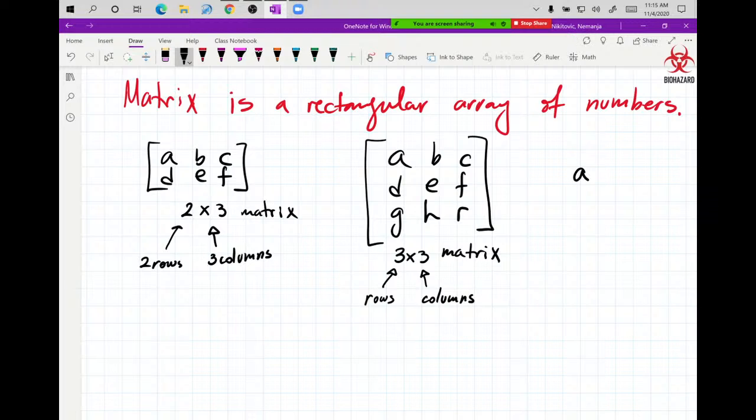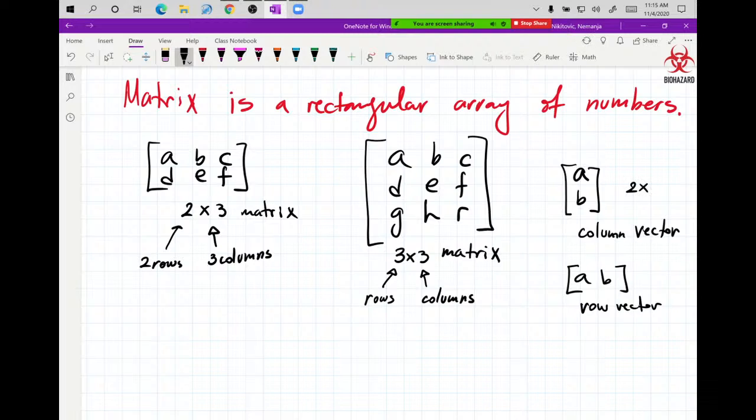Something like this would be known as a column vector. And like this, you can have it as a row vector. This one is obviously 2 by 1, and this is 1 by 2.